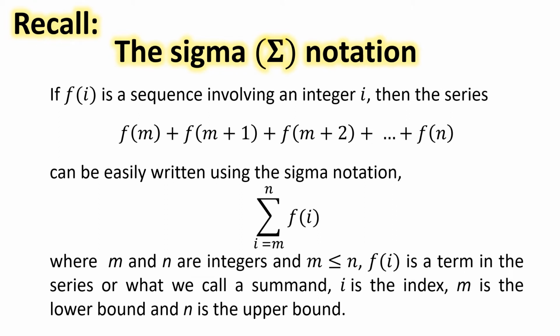If f of i is a sequence involving an integer i, then the series f of m plus f of m plus 1 plus f of m plus 2 until plus f of n can be easily written using the sigma notation, summation of f of i from i equals m until n, where m and n are integers and m is less than or equal to n. f of i is a term in the series, or what we call a summand. i is the index, m is the lower bound, and n is the upper bound.